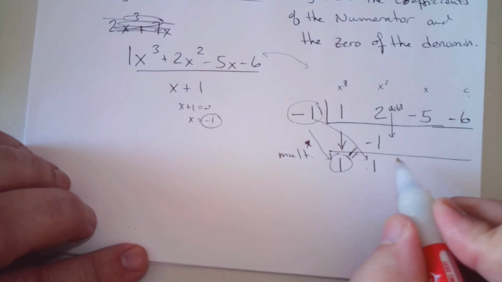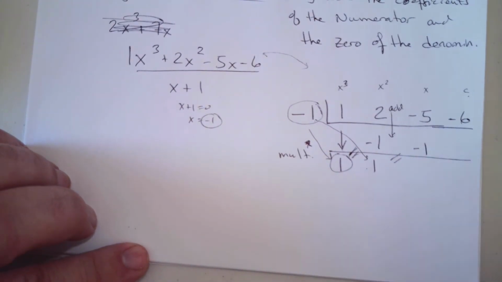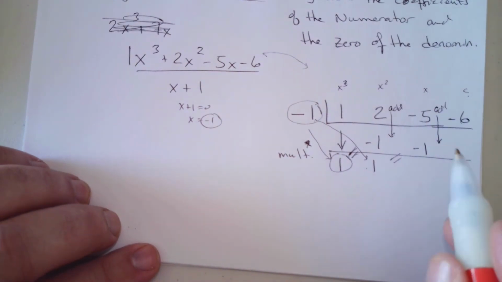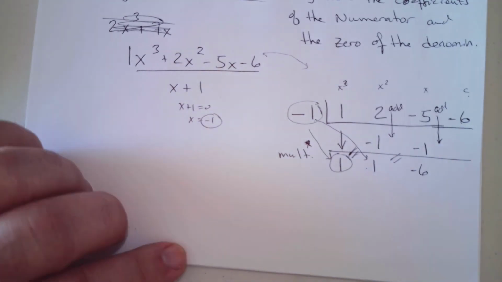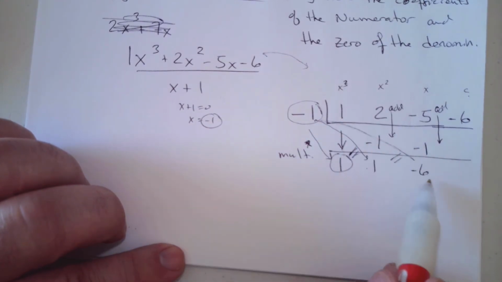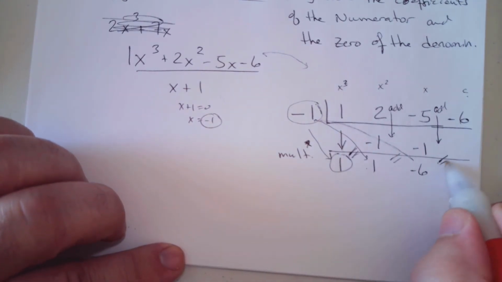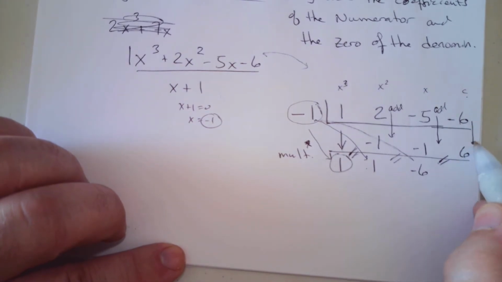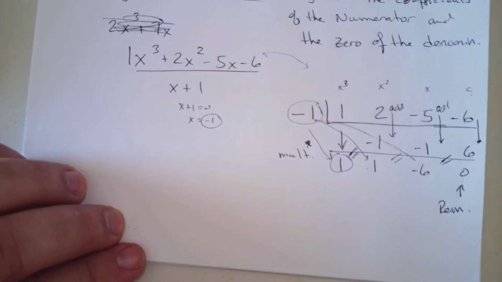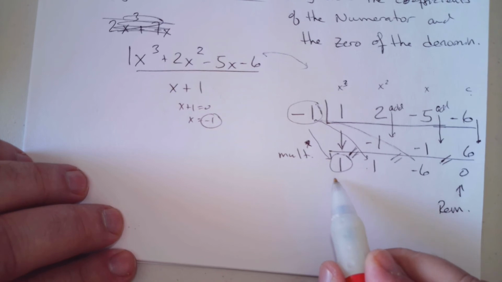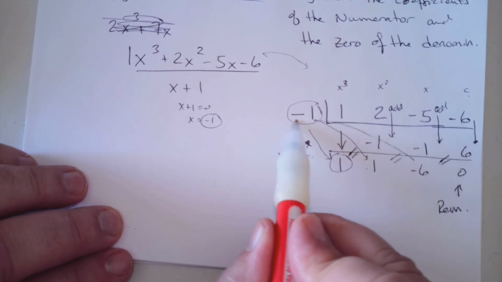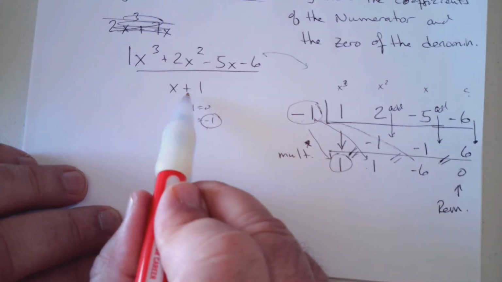Repeat. Multiply -1 times 1 equals -1. Add straight down. -5 plus -1 is -6. Repeat the process. -1 times -6 equals +6, and add, we get 0. There's your remainder. So, since the remainder is 0, we know that this -1 is an answer, which means that x plus 1 is a factor.